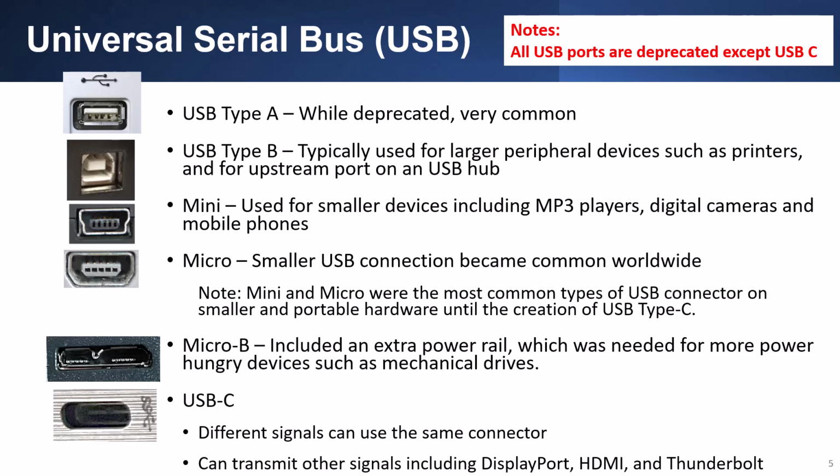For a short time, mini and microUSB became popular, particularly with MP3 players, digital cameras, and mobile phones. The micro B connector used the micro connector, but also added an extra power rail needed for more power-hungry devices such as mechanical drives. All of these have been deprecated. Today, USB-C is the newest and is the only USB port that is actively being developed. It can transmit other signals including DisplayPort, HDMI, and Thunderbolt. All USB ports are deprecated except USB-C.